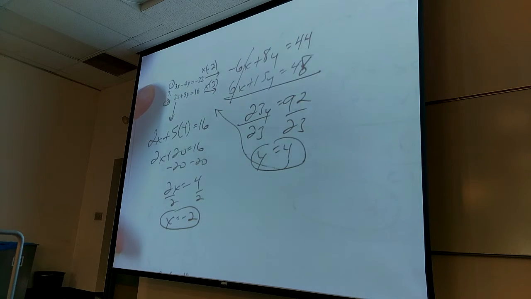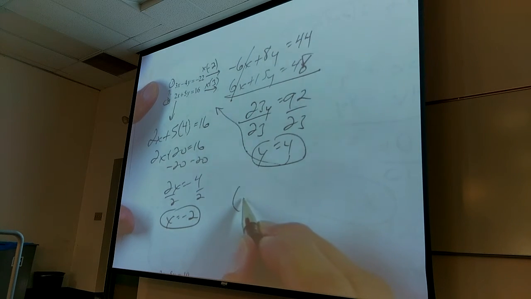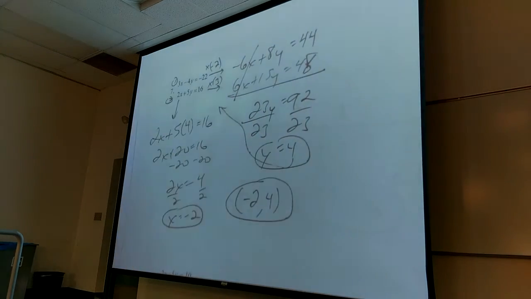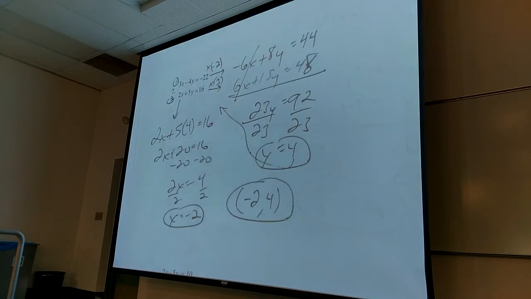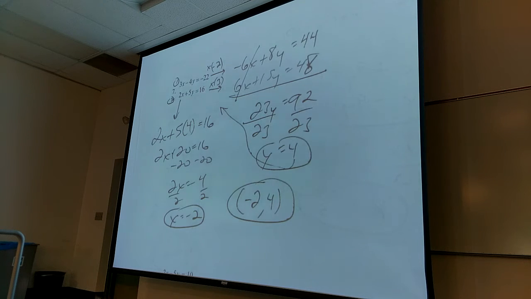Bam. So the answer would be... Now, could I have done this and killed the y's instead? What would I have multiplied the first one by to start to kill the y's? By 5, because the LCD between the y's would be 20.